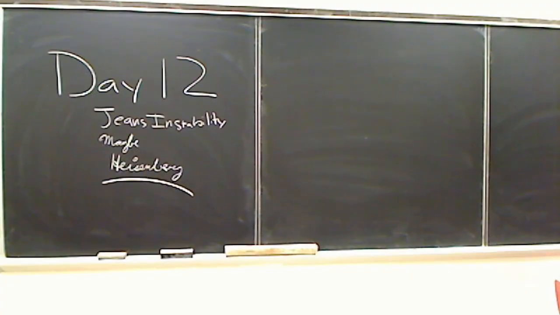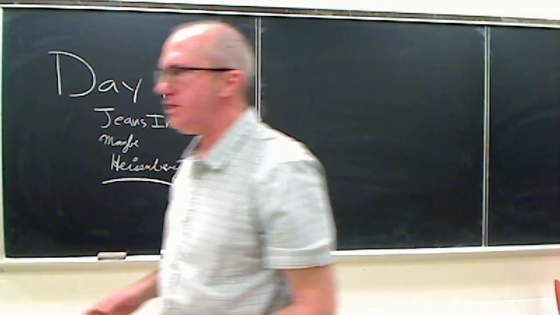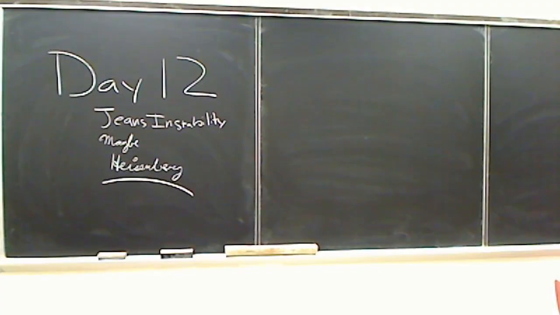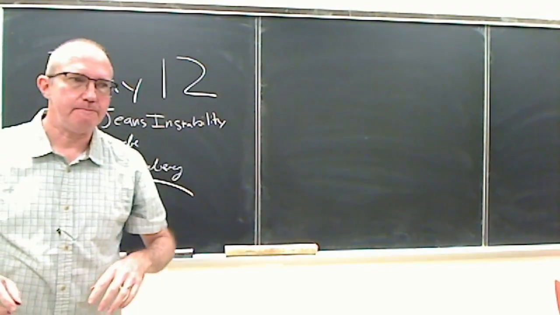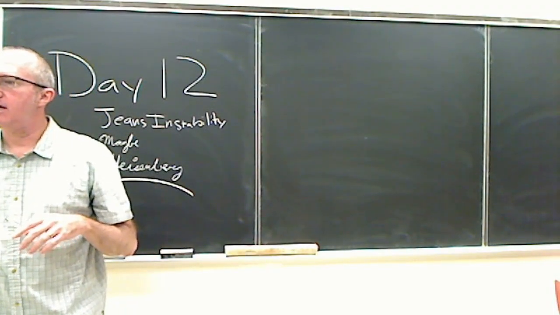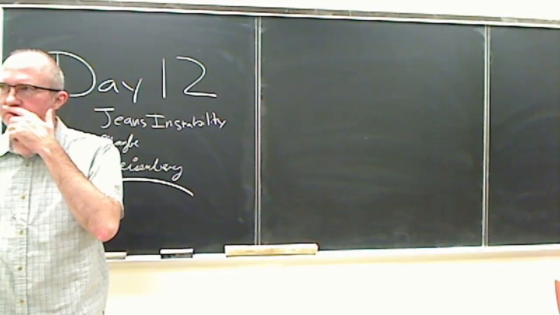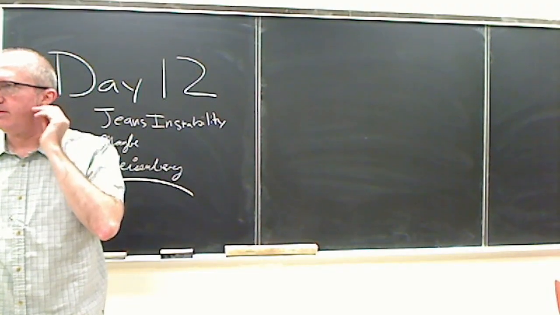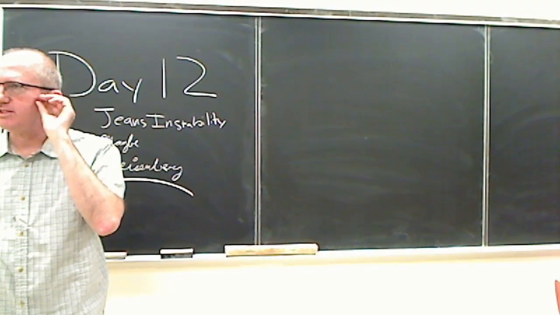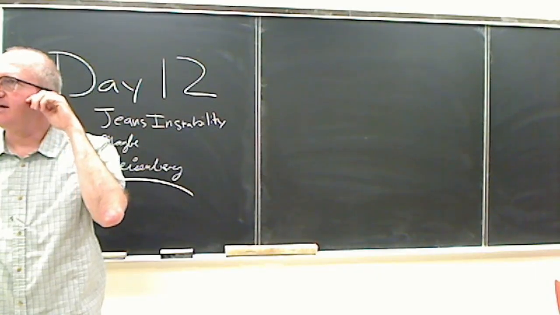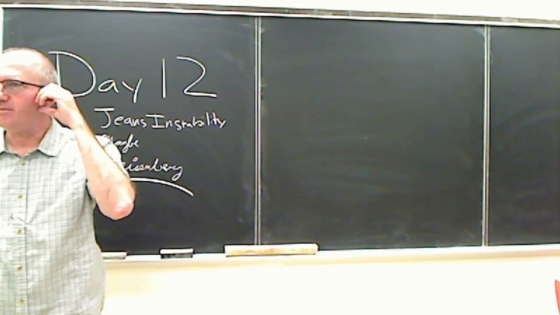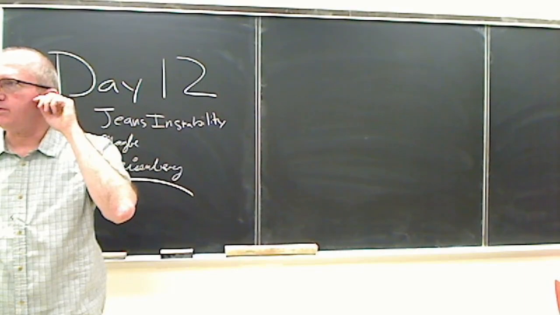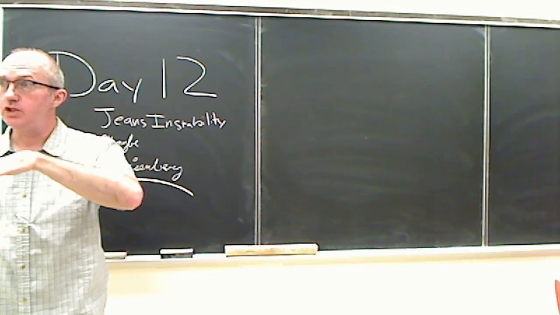So today we're gonna do Jeans instability, which is the stability of a cloud of gas against its own self-gravity. And we might do the Heisenberg uncertainty principle if we get there, because Heisenberg's uncertainty principle doesn't have anything to do with quantum mechanics. It only has to do with Fourier transforms, or really transforms.